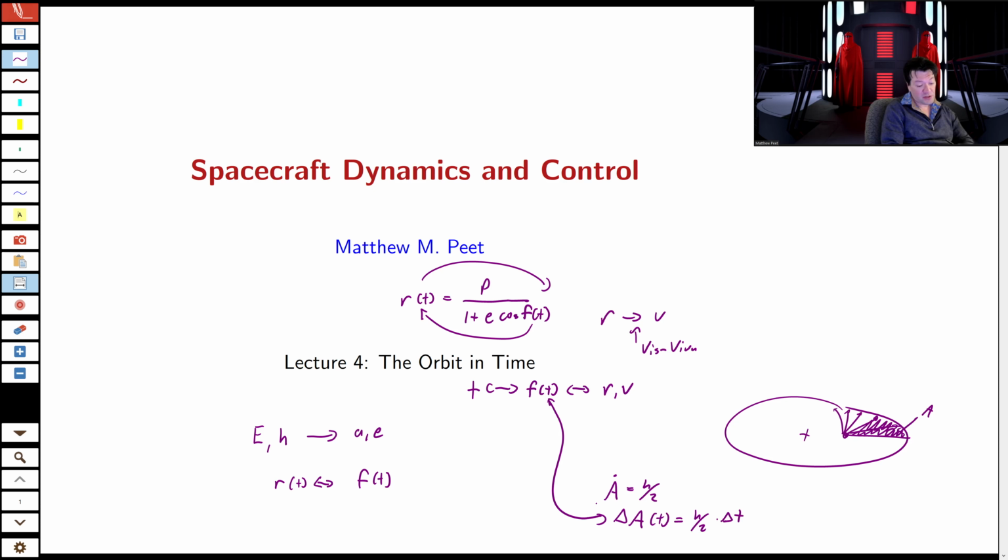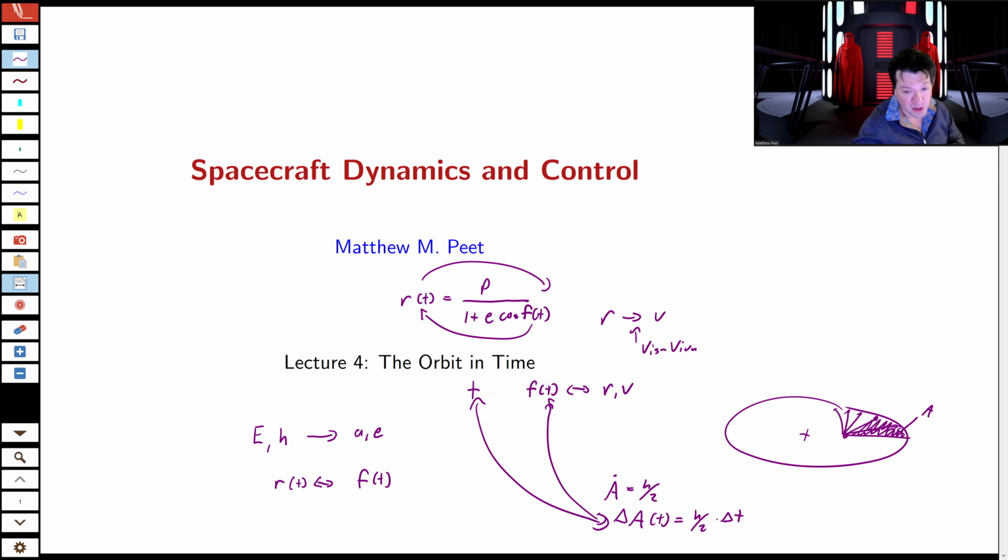That's the goal of this lecture then, to be able to convert between area and true anomaly so that you can then convert from t to A and get f. So we'll get rid of the middleman here. We're going to go from t to A and then A to f. And so it's going to be a two-step process there. So that's the goal of the lecture.